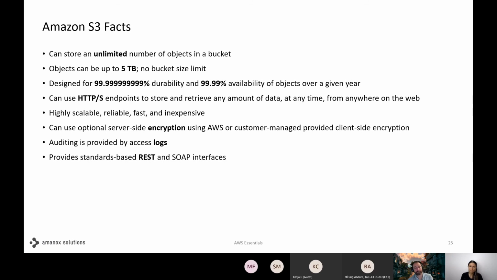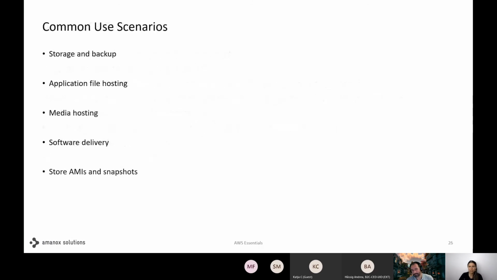It's a widely used service, and there are different common use cases for it. We can use it for storage and backup, file hosting, and software delivery. For example, we can host a static website on Amazon S3. We configure a bucket for web hosting, and then we just upload our website content to the bucket. This is pretty useful. If you have only a static website, just know that you can use S3, and you don't need an EC2 instance, a server, to upload your content.